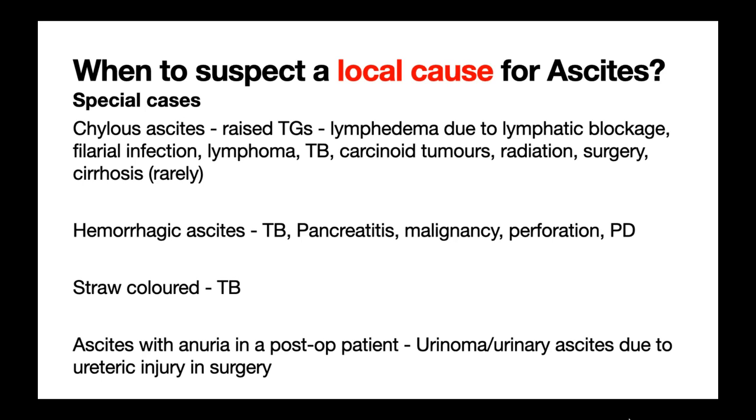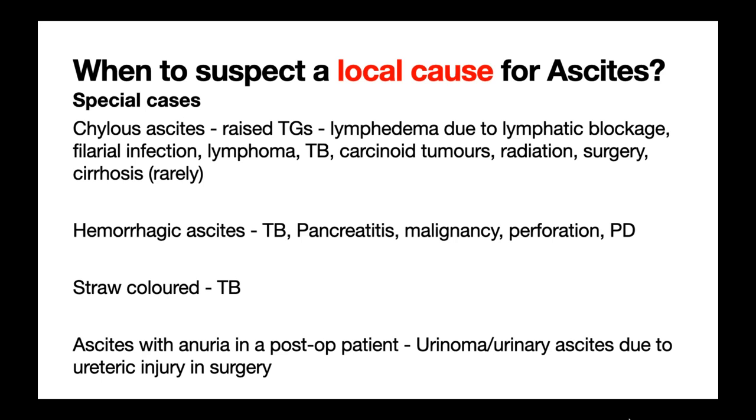If the hematocrit of the fluid is more than 50% of the hematocrit of the blood, that means it is a traumatic ascites. During the tapping, you have punctured a vessel and that blood has entered the syringe. While if the hematocrit is less than 50% of the hematocrit of the blood, then it is a pure hemorrhagic ascites, where the blood has come from the peritoneal cavity, not from a blood vessel.